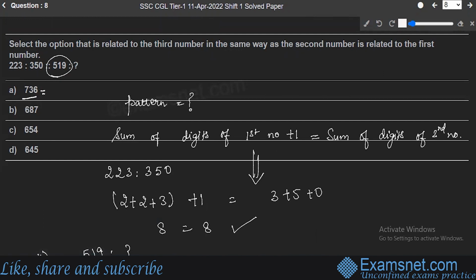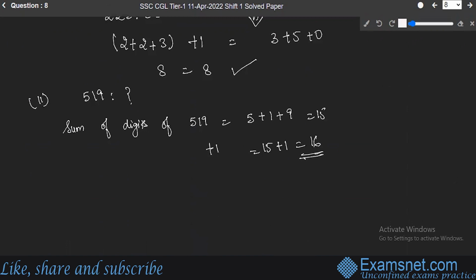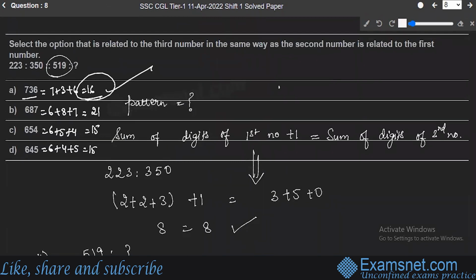So let's add them. This is 7 plus 3 plus 6, 16. 6 plus 8 plus 7 is equal to 21. 6 plus 5 plus 4 is equal to 15. 6 plus 4 plus 5 is equal to 15. So I got my answer. It's option A. Why? Because this is giving me a total of 16, right? A total of 16 was required. So option A is giving me that. Therefore, option A is the correct answer for this question.